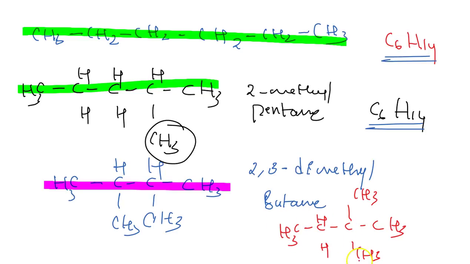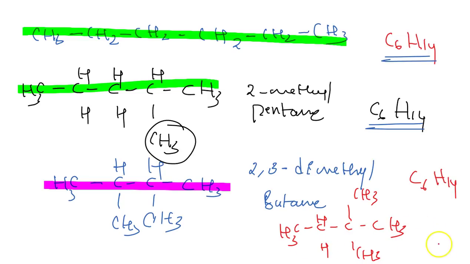Check this molecule. 1, 2, 3, 4, 5, 6: 6 carbons. How many hydrogens? 9 hydrogens plus 2 plus 3. How much? 9 plus 2 is... Be a little quick. It's 14, isn't it? So C6H14. Yes, this is also an isomer.